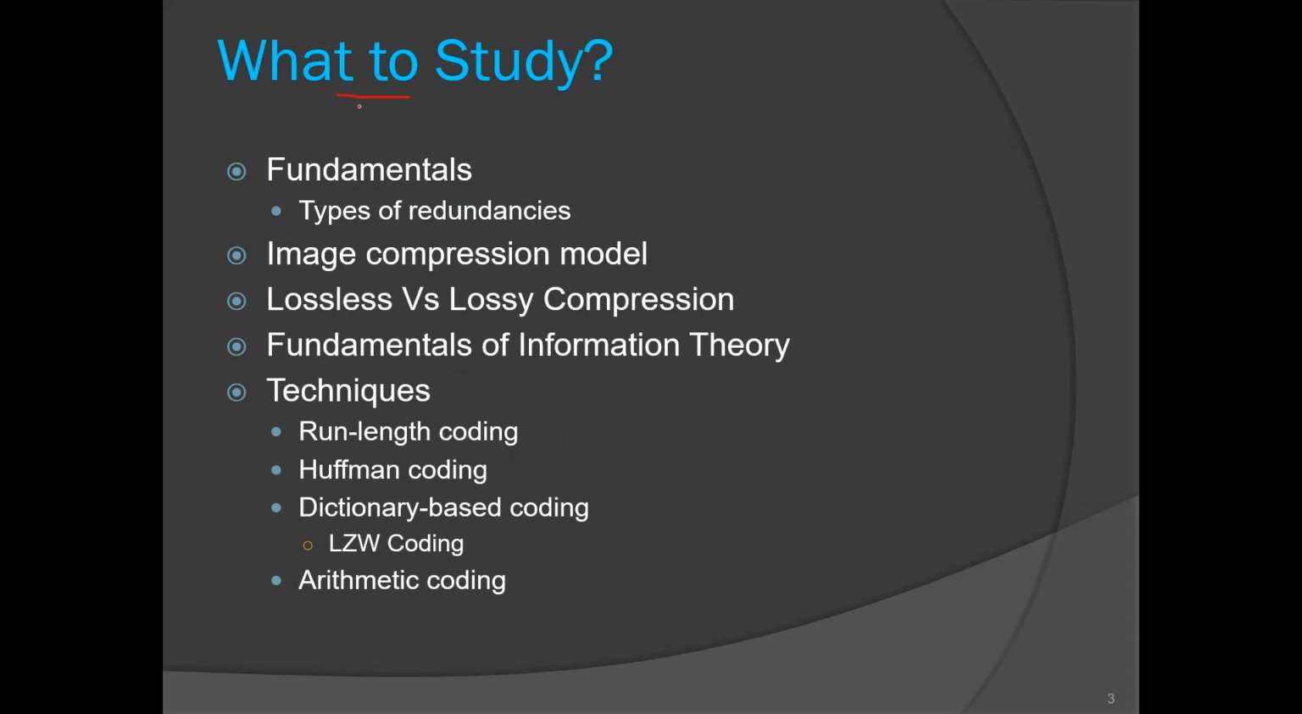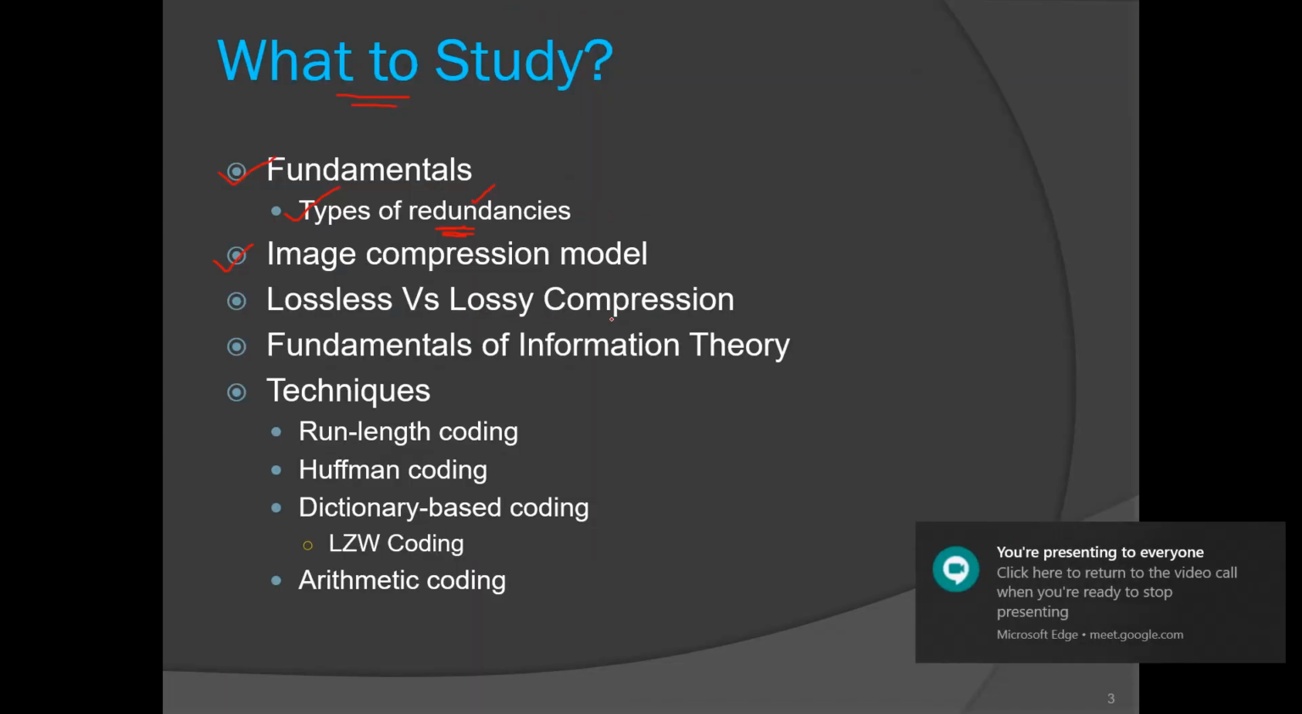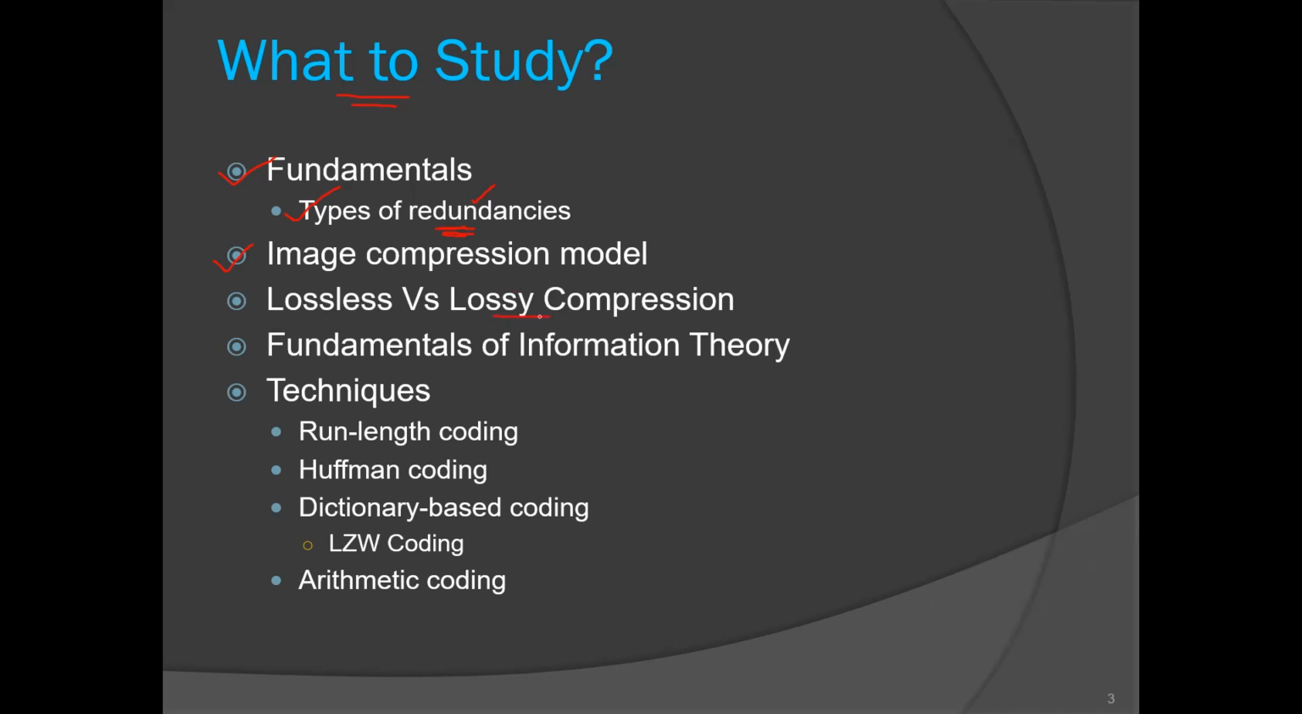Now, what to study in this unit? We are going to study fundamentals, where we'll study different terminologies and types of redundancies. Redundancy is the cause, and if your data has redundancy, then compression is possible. Then we are going to study the general image compression model, then types of compression. Obviously it will be lossless versus lossy compression. In some applications lossy compression is allowed, and some applications will not allow loss of information, so there we will use lossless compression.